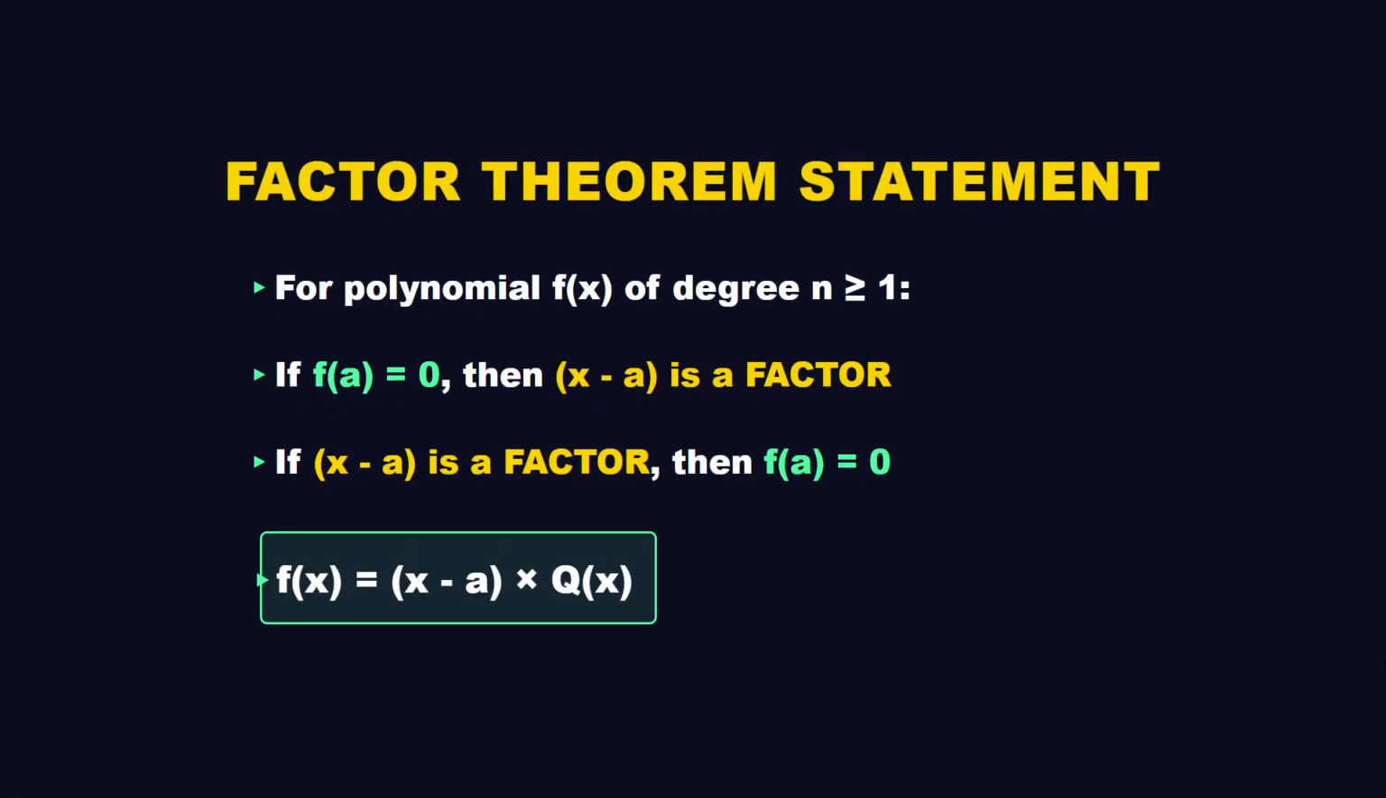The factor theorem states for any polynomial f of x with degree n greater than or equal to 1, if f of a equals 0, then x minus a is a factor. If x minus a is a factor, then f of a is 0. Therefore, I can represent f of x equals x minus a into q of x.